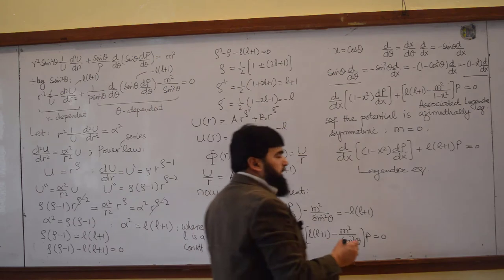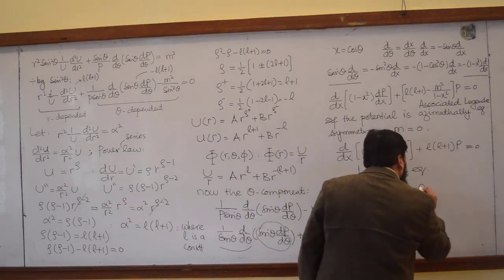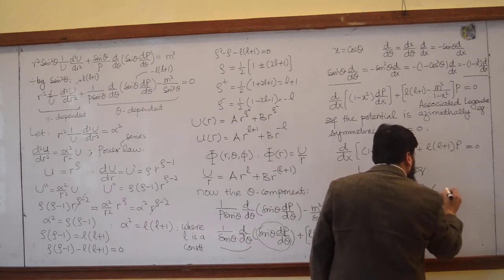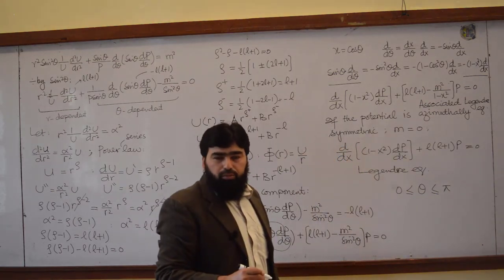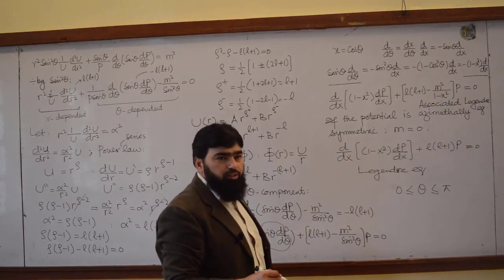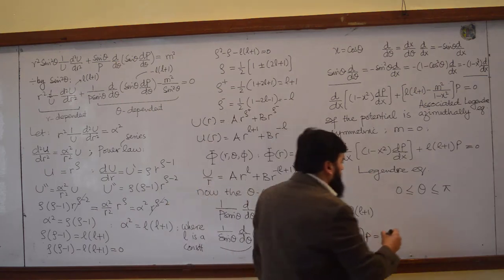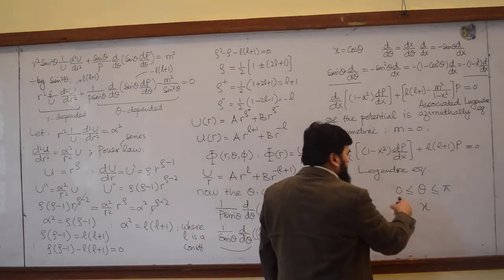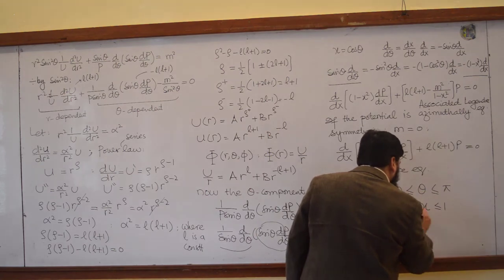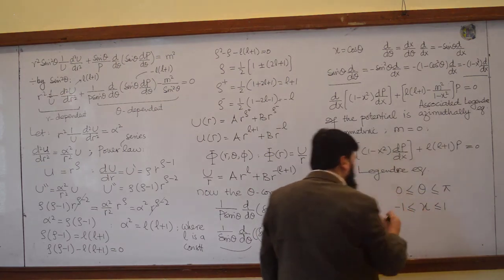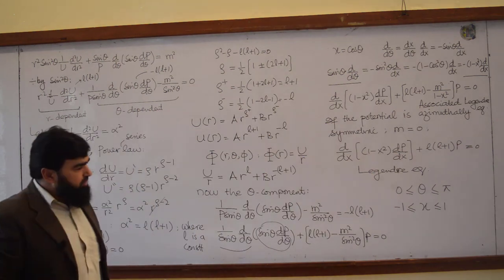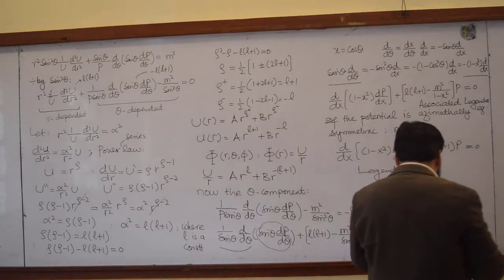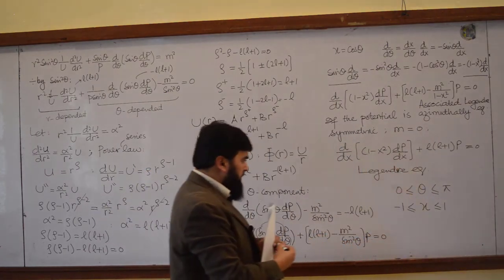I know the limits of theta. The limits of theta in spherical polar coordinates are from 0 to pi. But I have converted this theta into cos theta, and for cos theta I have written x is equal to cos theta. So cos of 0 is equal to 1, and cos of pi is equal to minus 1. So the limits of my x are actually from minus 1 to plus 1. Okay, and now we will start solving this equation.